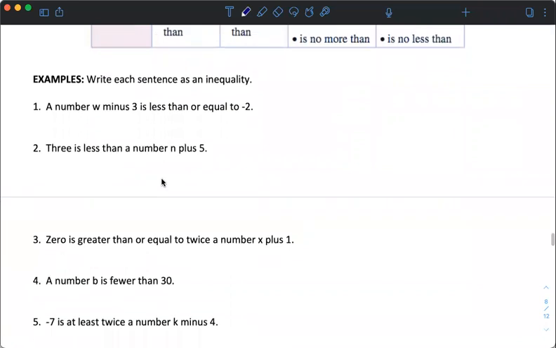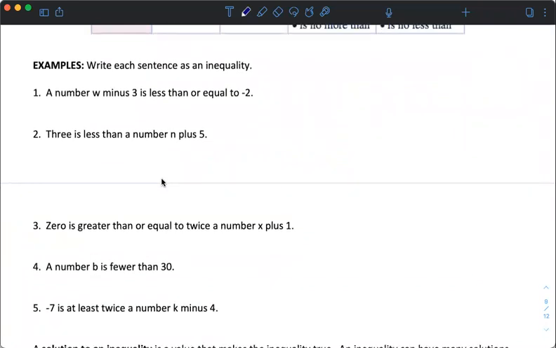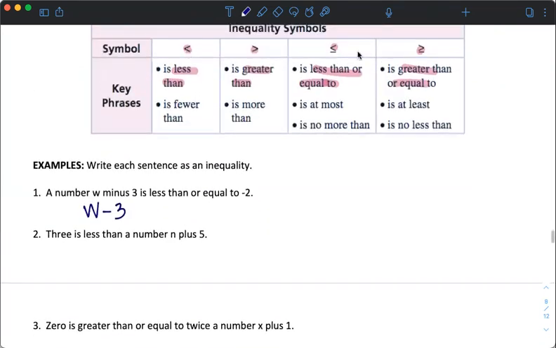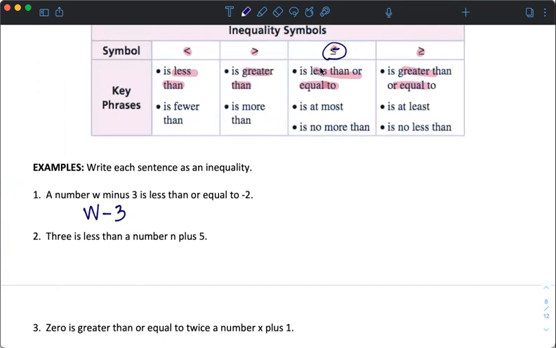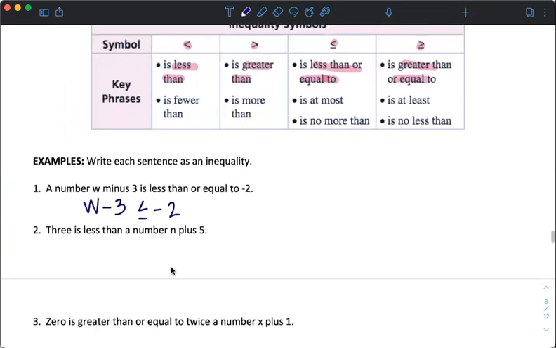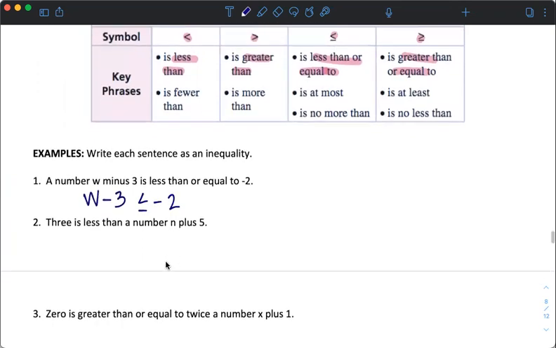So for the examples, let's just start with the first one. W minus 3 is less than or equal to negative 2. So W minus 3, telling you to subtract 3 from it, is less than or equal to. Less than or equal to is the symbol right up here. And it is less than or equal to negative 2. It's not asking us to solve. That's all we have to write.